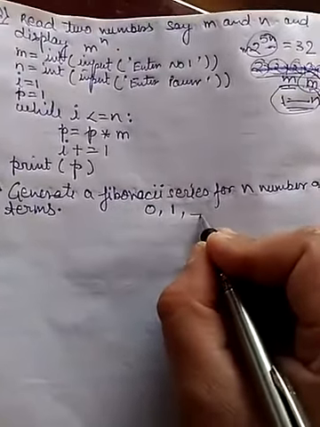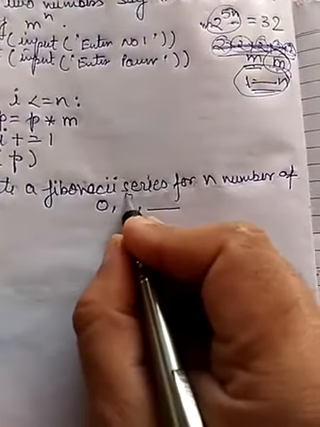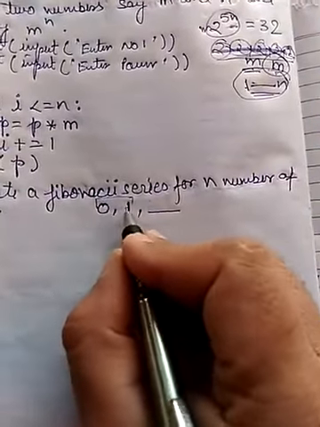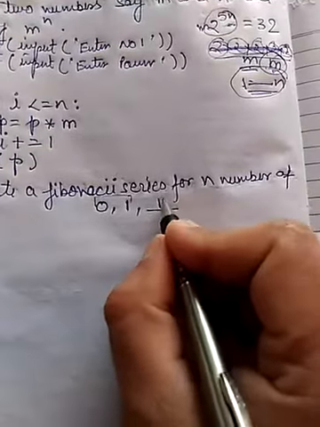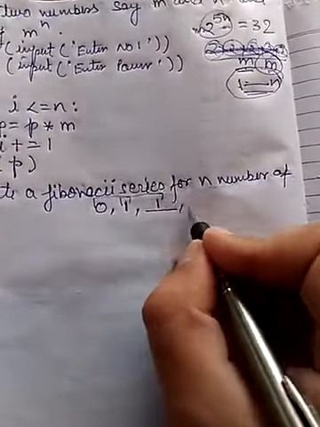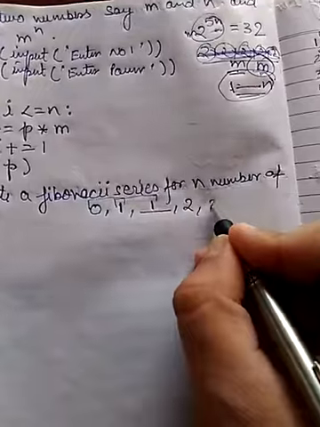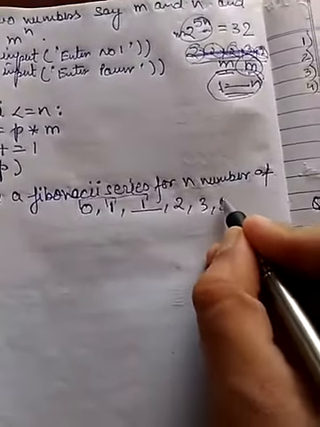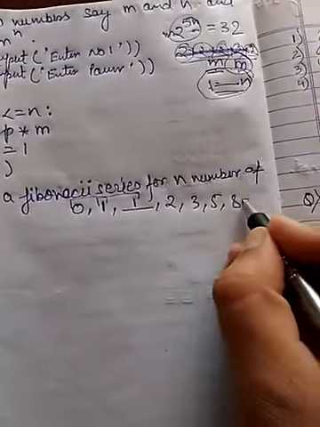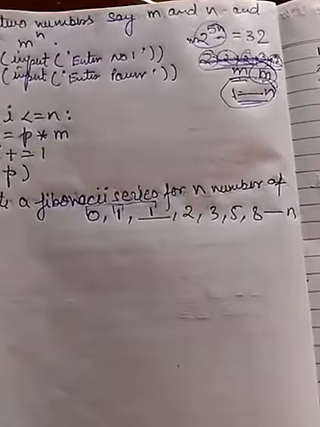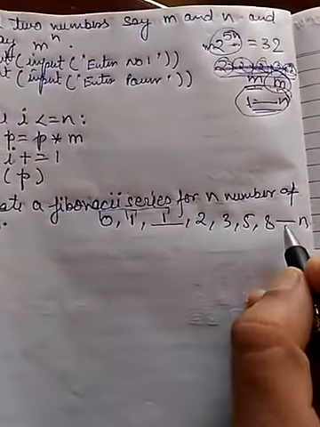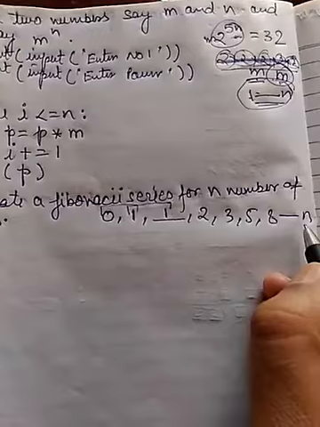After that, the next term of the series is the sum of the previous two. So 0 plus 1 is 1. Now the sum of the previous two: 1 plus 1 is 2. 2 plus 1 is 3. 3 plus 2 is 5. 5 plus 3 is 8. Till n number of terms. In this way you can generate the Fibonacci series for n number of terms.